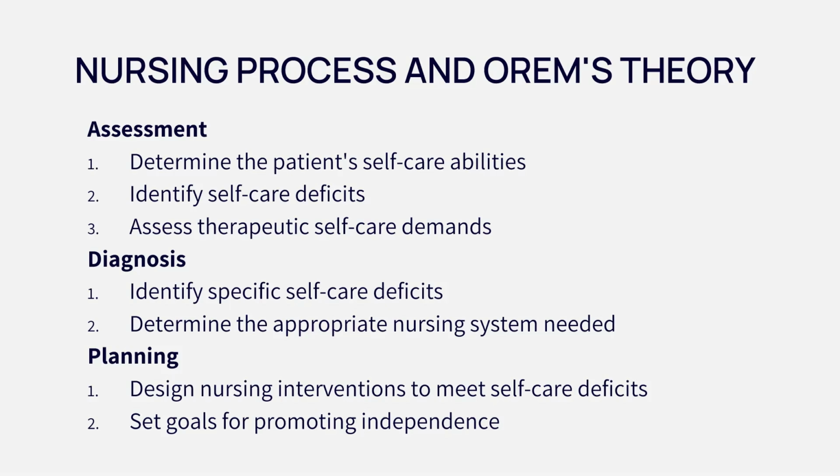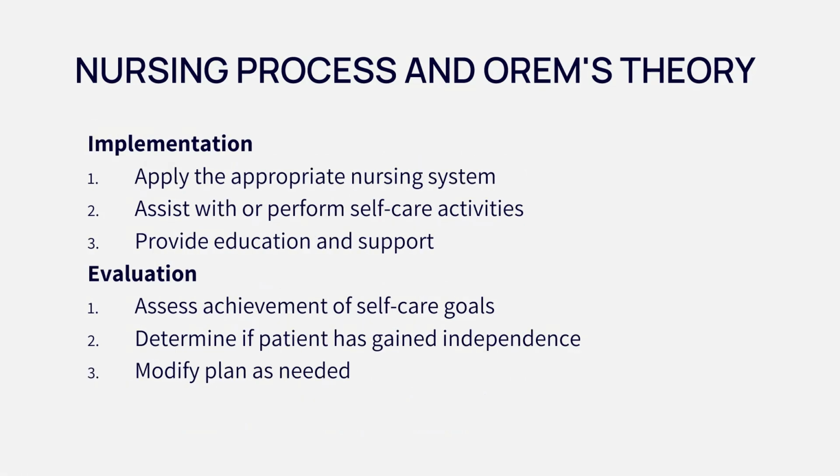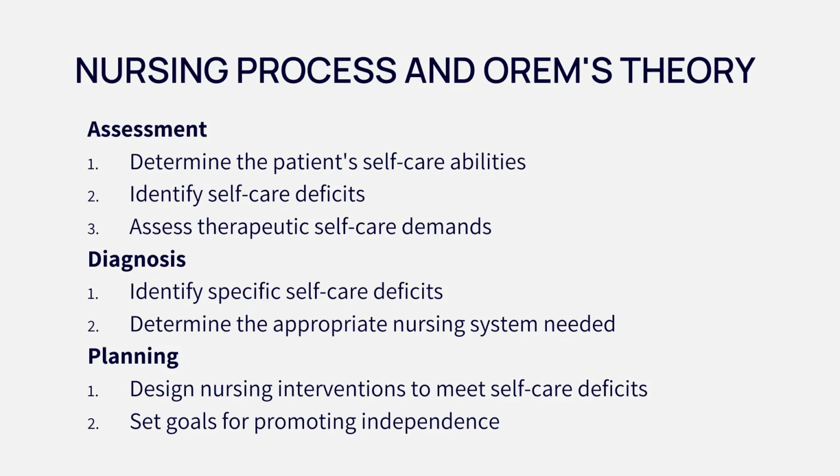Next is diagnosis. In diagnosis, identify specific self-care deficits. We have to specify where the self-care deficit is. We have to identify what the self-care deficit areas are in the diagnosis, and specify that particular single area. Then determine the appropriate nursing care system.